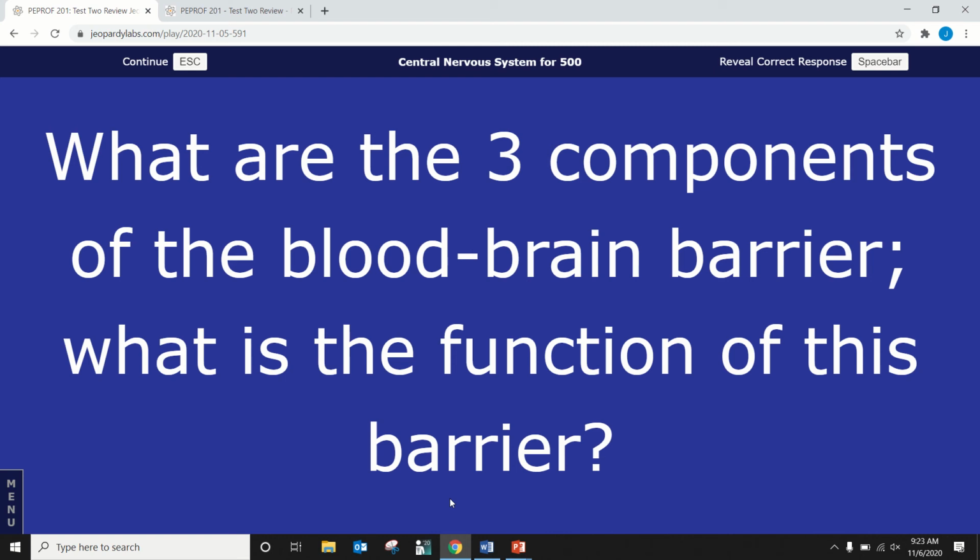Good. So the three components are the continuous endothelium. What does that mean? The inside of a blood vessel. So in the case in the brain, those are continuous. There's no gap between those cells. So you got a continuous endothelium. And then you also have a thick basal lamina. What's that? That's the connective tissue around the blood vessel.